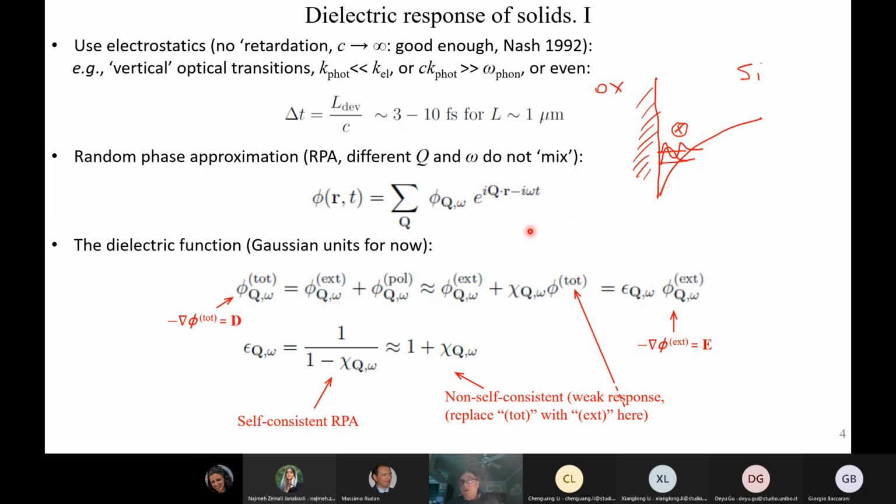I would have to go and complicate my picture by looking at the electric field, the D field and the E field. Here I'm just looking at the gradient. I'm assuming that the polarization is parallel to the external field that I'm applying. So that's something that I should have emphasized last time, and I forgot to do it.